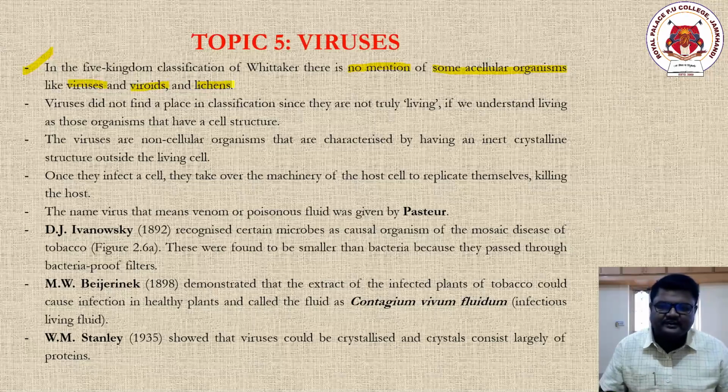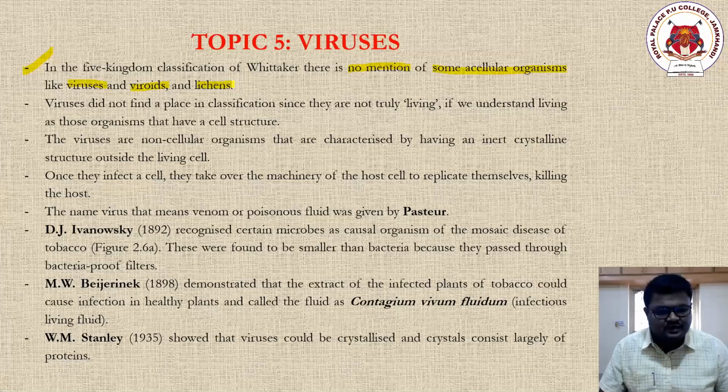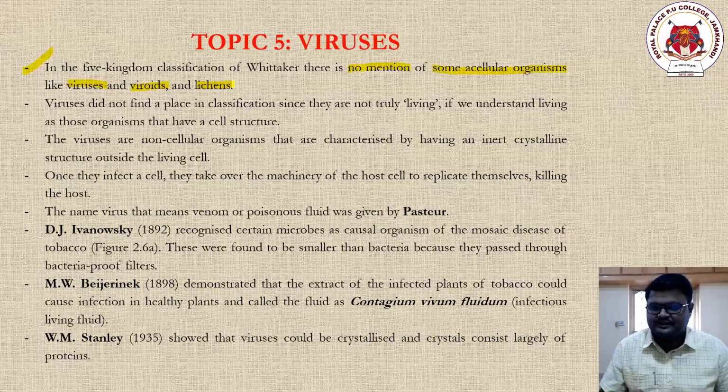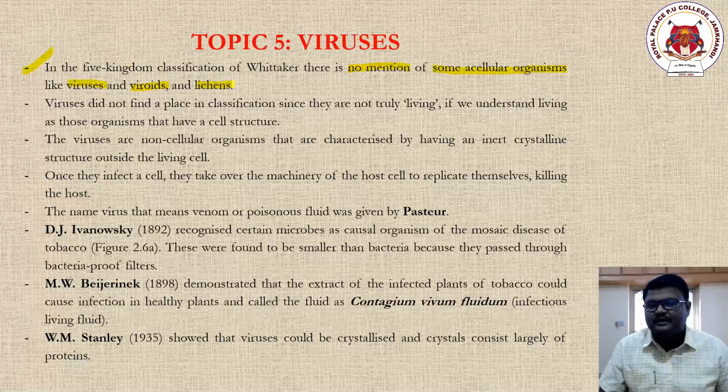So the first sentence here: Whittaker's 5 kingdom classification does not include viruses, does not include viroids, does not include lichens, because these 3 are acellular in nature, or in general they do not possess any cell. That is the first thing, the basic characteristic of the viruses, a little introduction.